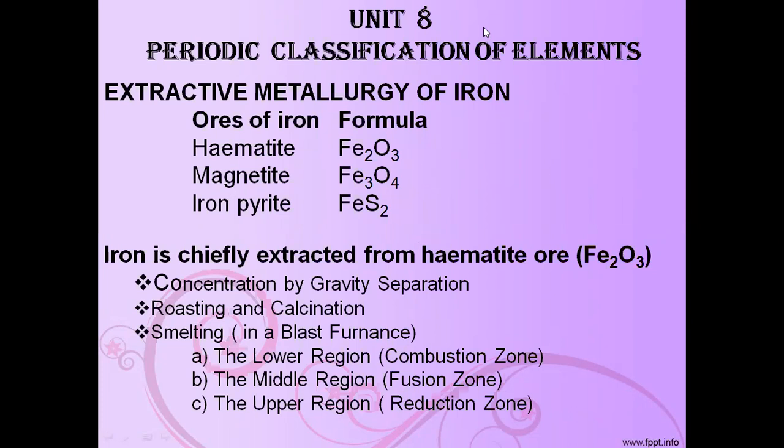So, what are the ores of iron? Hematite, magnetite, and iron pyrite. The hematite formula is Fe2O3 and the magnetite formula is Fe3O4. The iron pyrite formula is FeS2. These are the ores of iron. Hematite is the chief ore of iron.